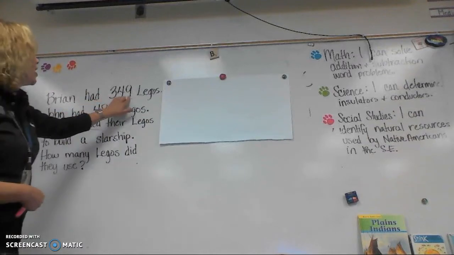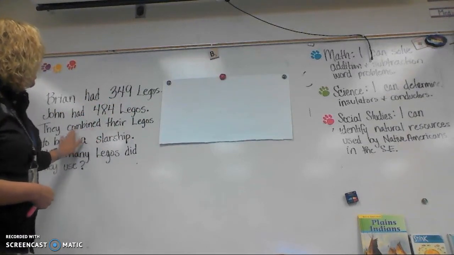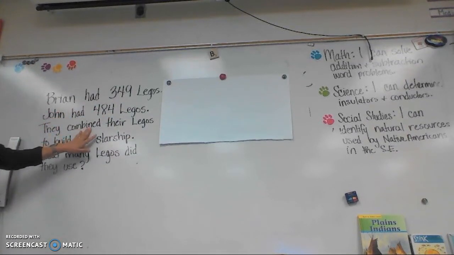Brian had 349 Legos, and John had 484 Legos. They combined their Legos to build a starship. How many Legos did they use?